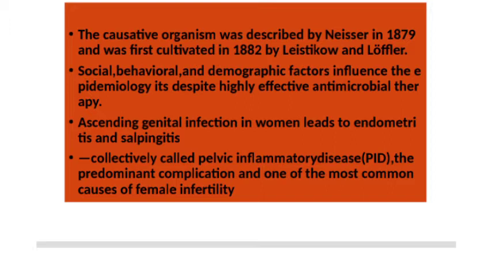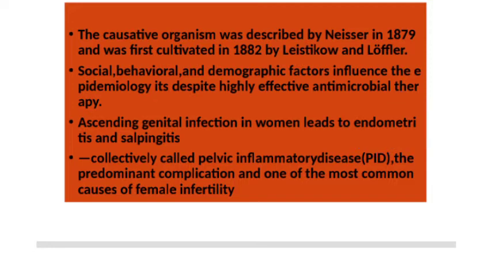Okay, once the gonorrhea organism affects the cervix in women, it can cause what we call ascending genital infection. This kind of infection affects the uterus to cause endometritis. It also affects the fallopian tubes to cause what we call salpingitis. That is inflammation of a fallopian tube. Also, endometritis is inflammation of the endometrium in the uterus.